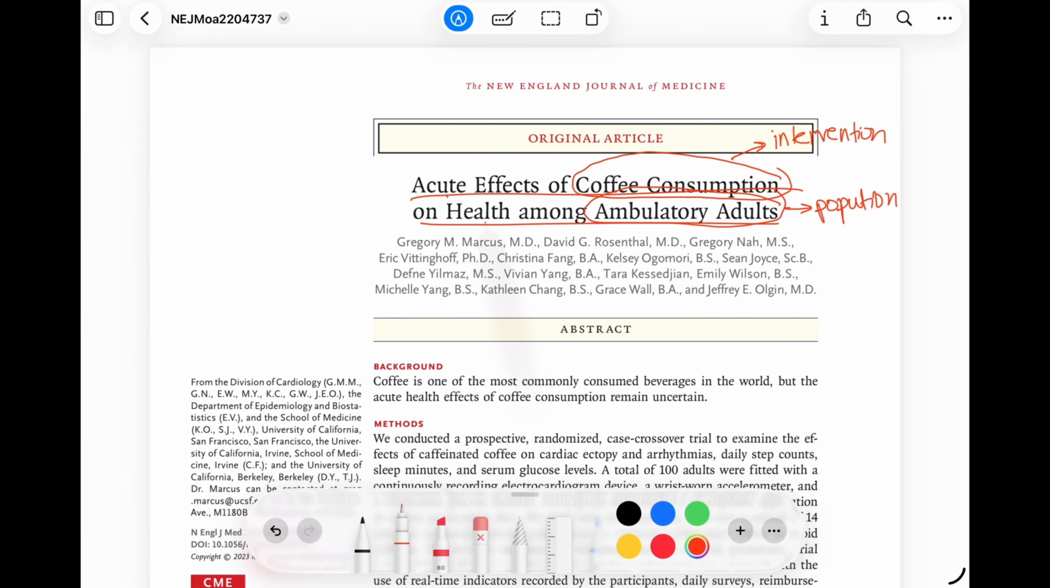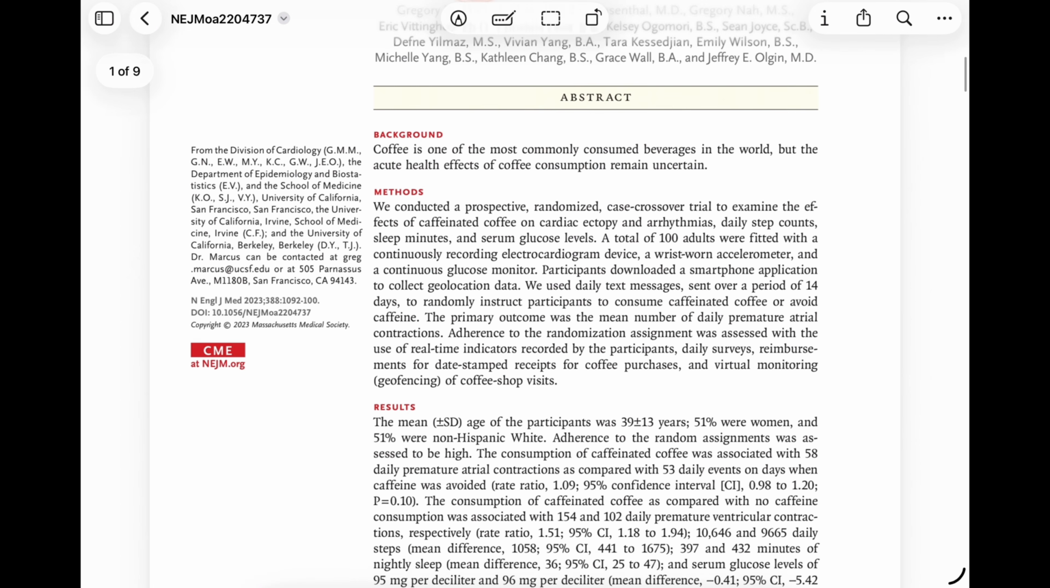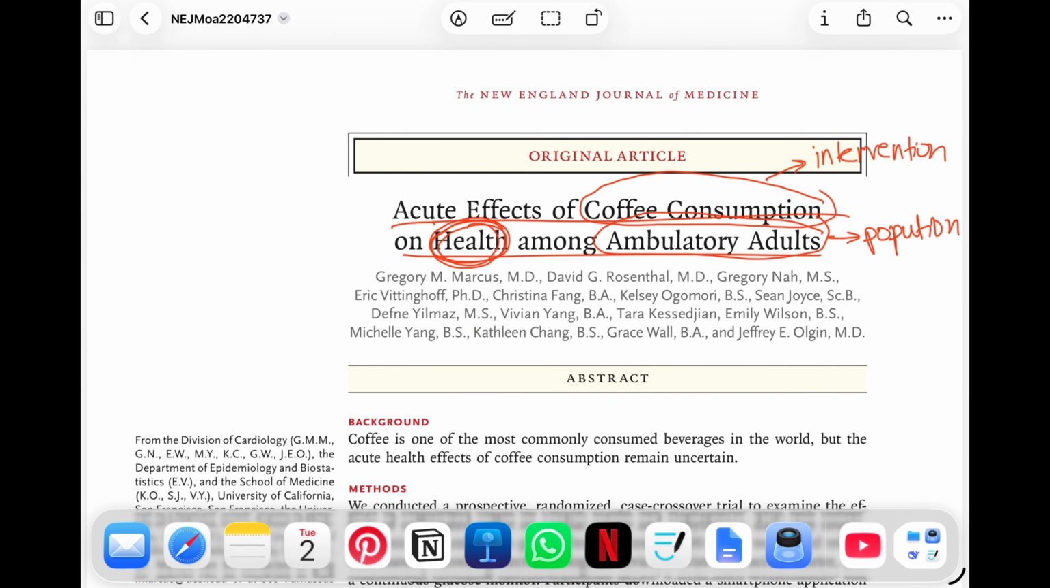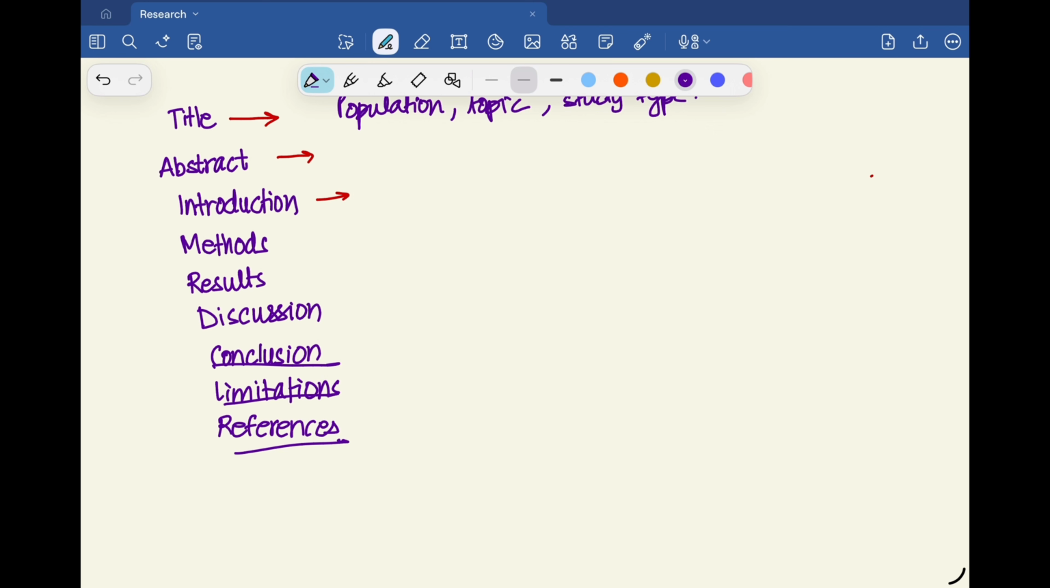Okay, and what are they assessing? What is the outcome? There are health outcomes that they're assessing. We can check that out in more detail in the results section as well as in the abstract. But it did tell us a lot about the paper already. It told us what the intervention was and in what type of population they're testing this intervention. So the title is pretty informative sometimes.